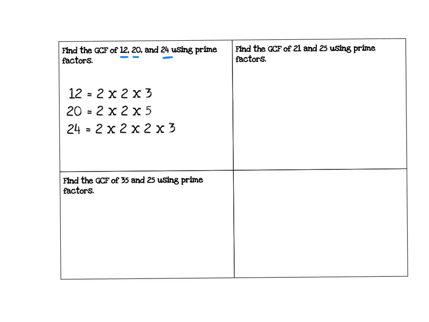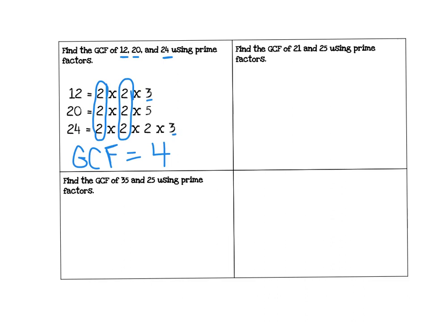Now, just like before, we have to see what factors they have in common. This time, though, it has to be a factor of all 3 numbers, not just 2 of them, but all 3. So you see how they all have a 2, they all have a second 2 in common, and that's it. There's a 3 in 12 and a 3 in 24, but 20 doesn't have 3 as a factor, so we can't use that as a common factor. So for this one, the greatest common factor is going to be 2 times 2, which equals 4.